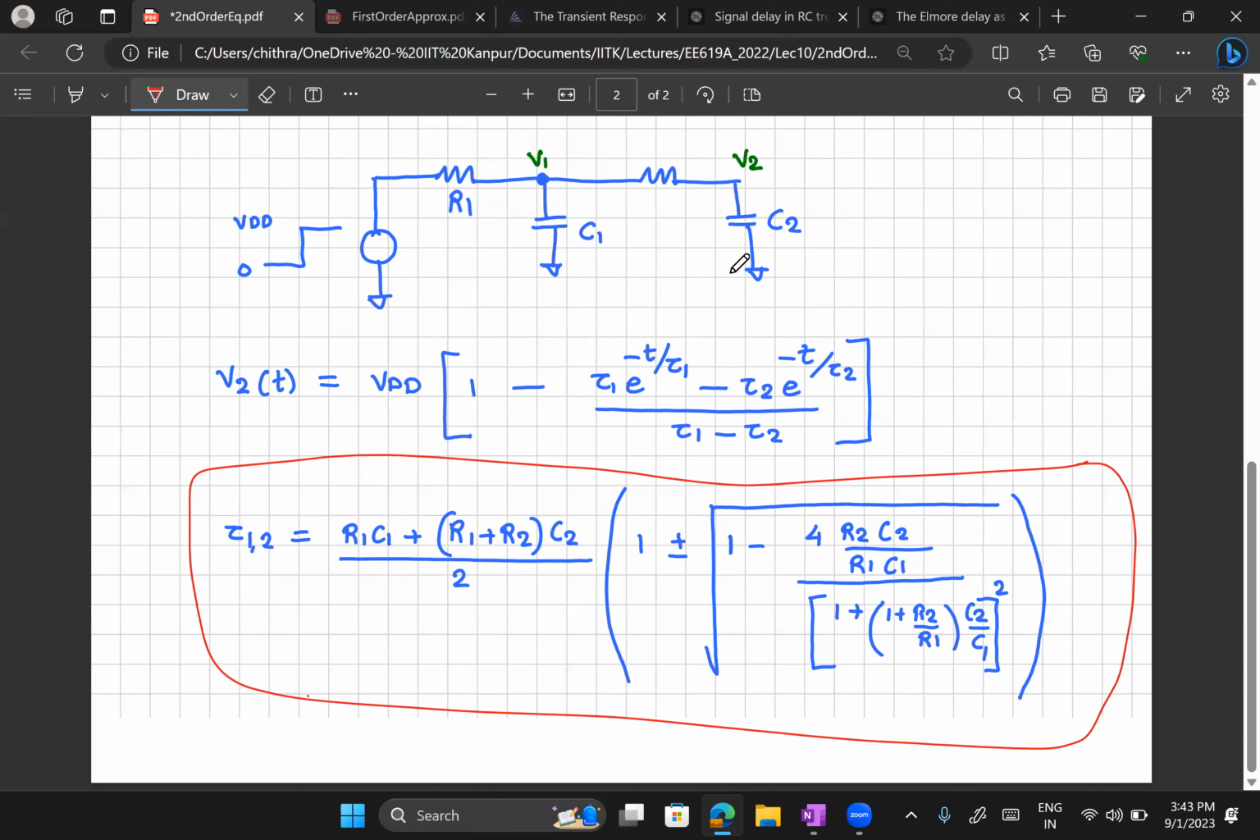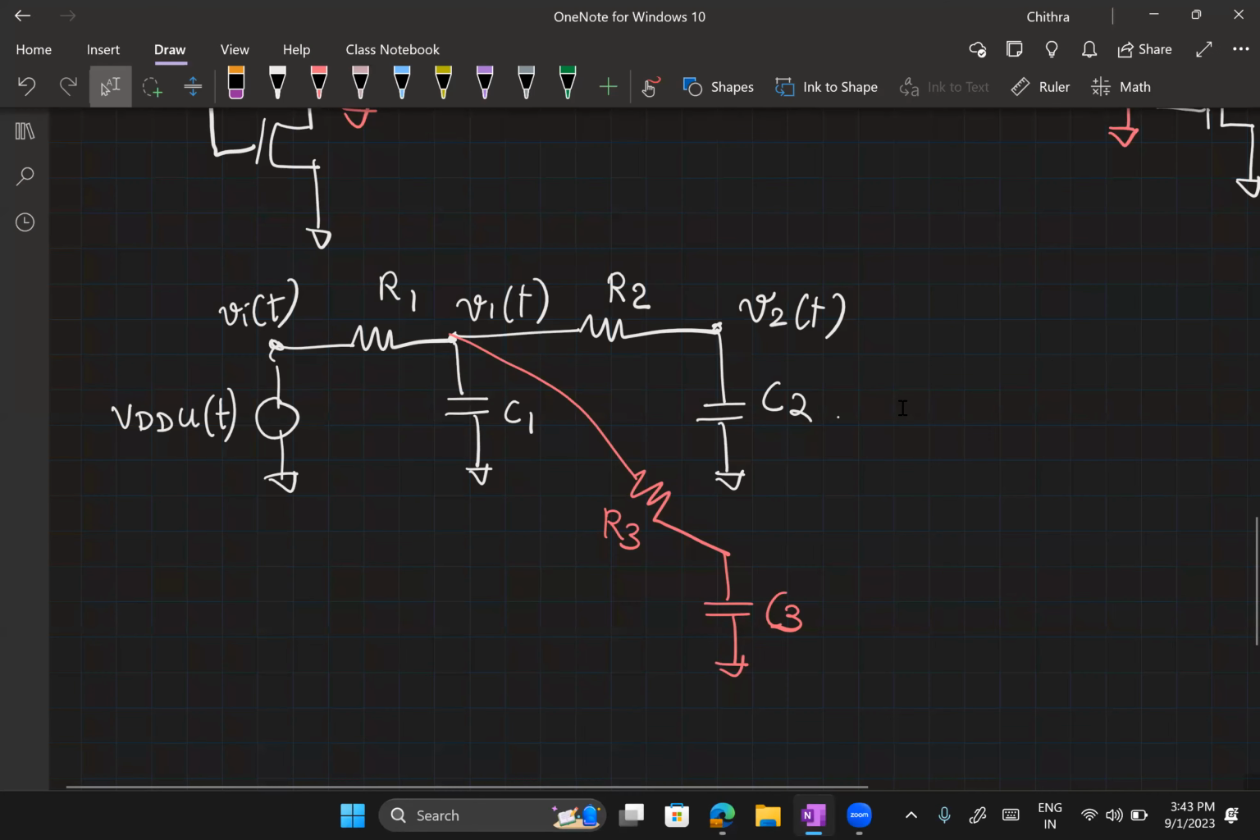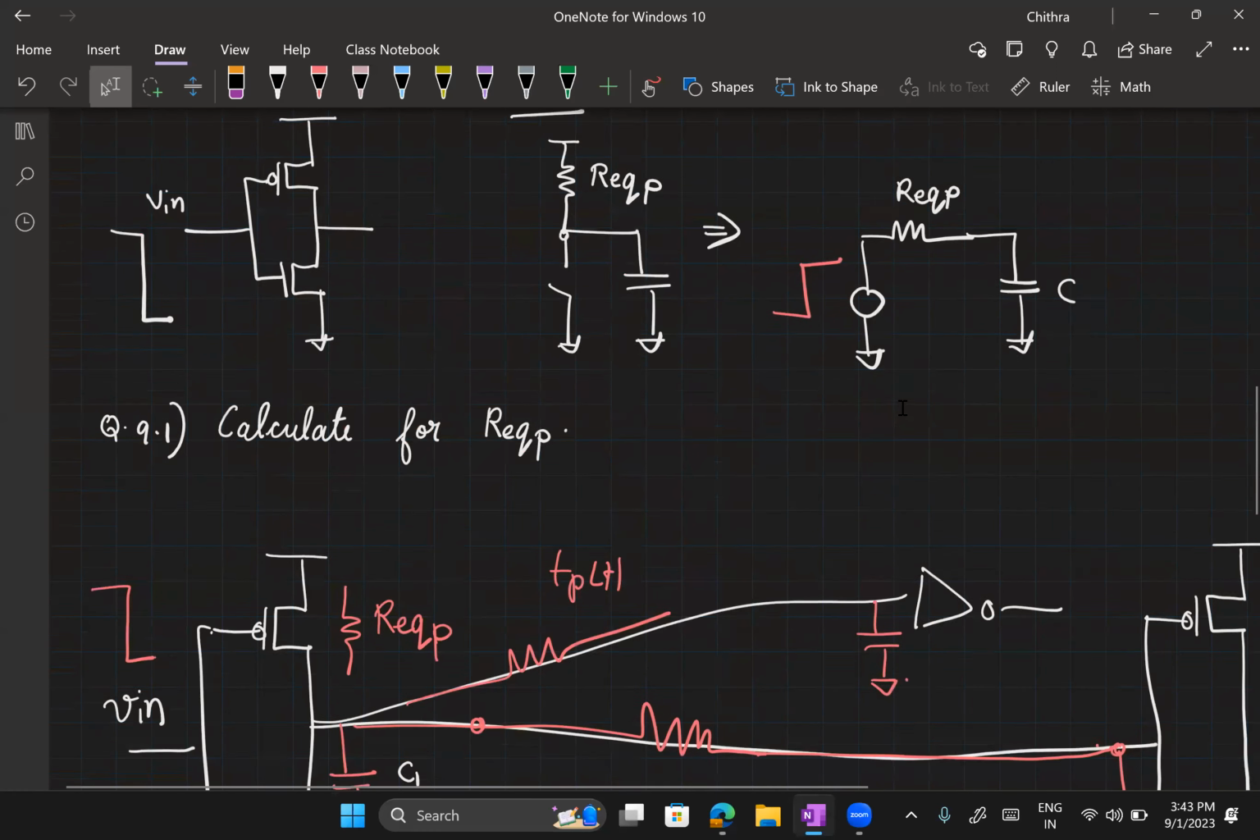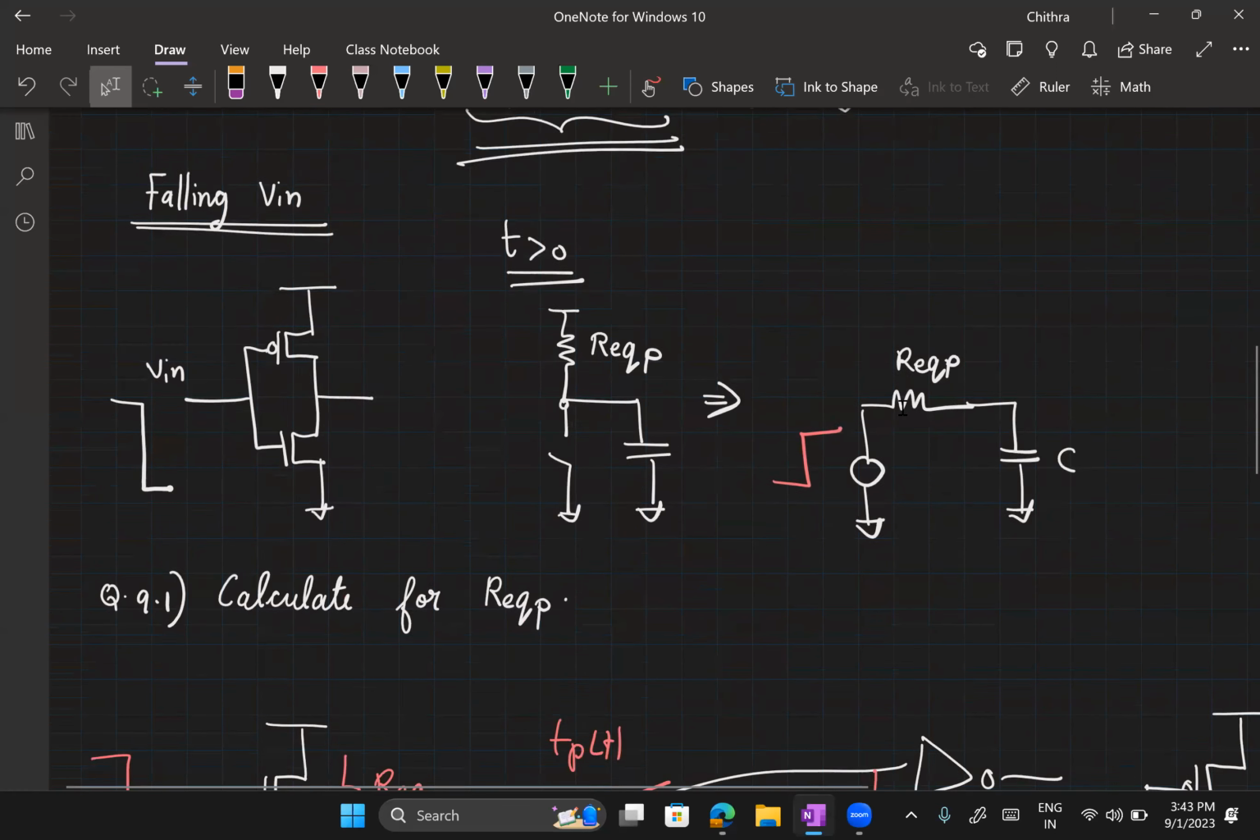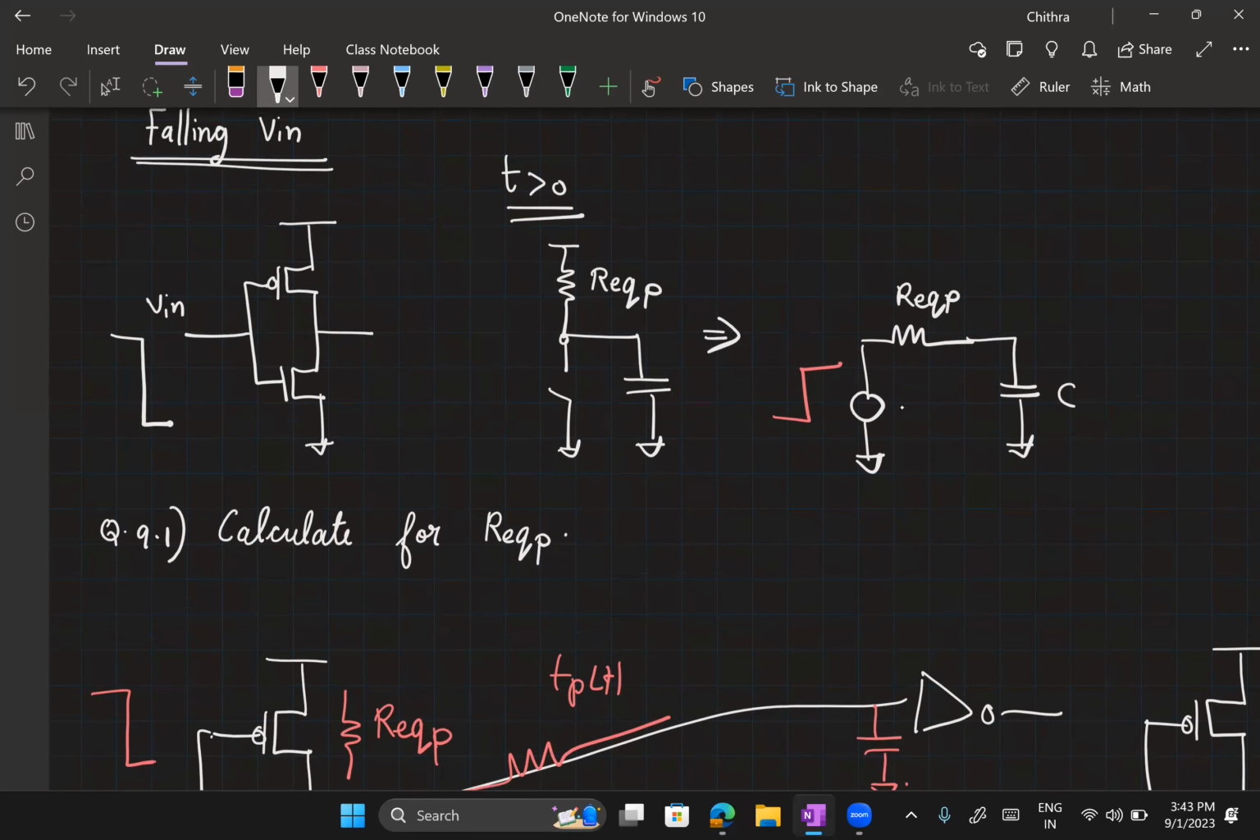So now what should we do? We should make more approximations, right? We have made a lot of approximations so far, so we'll continue making clever approximations. Clever but reasonable approximations, right? So if this were a first order circuit, what would be the behavior of V1 of T? Let's say V out of T.